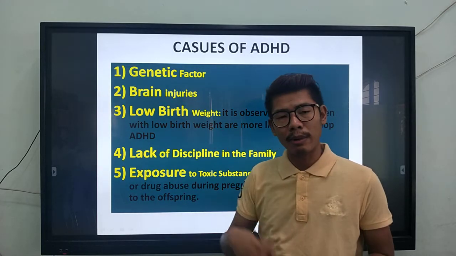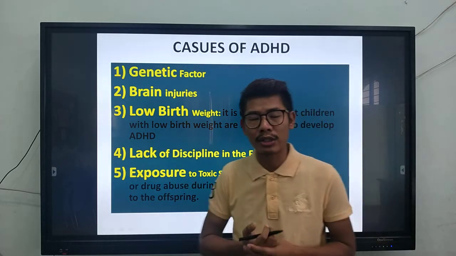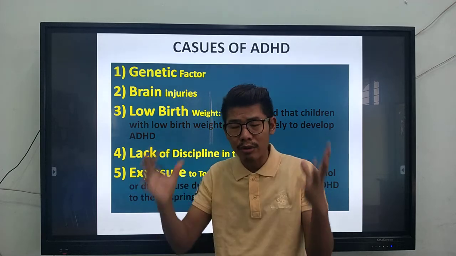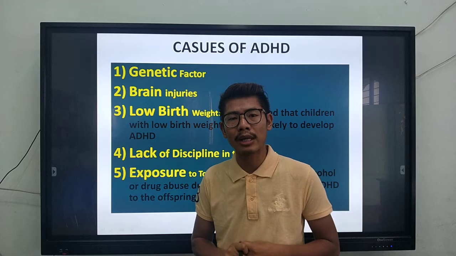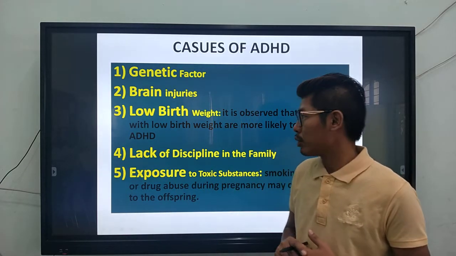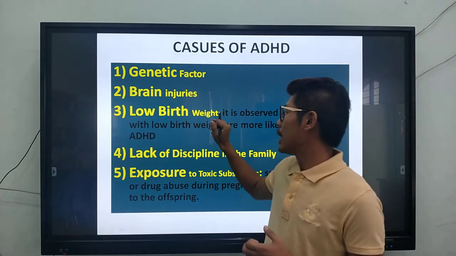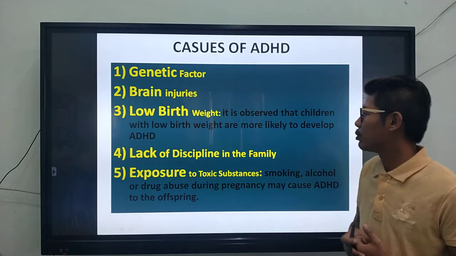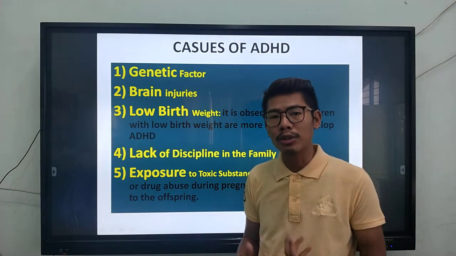Now brain injuries. Maybe because of accidents, your brain is being affected. So what happens is you are not able to concentrate fully, you're not able to use the full potential of the brain. So in this case, you may have a problem of ADHD, in giving attention or concentrating for a long period of time. Low birth weight. Now, it is observed that a child with low birth weight is more likely to develop ADHD. So if a child is born with low birth weight, it also causes ADHD.